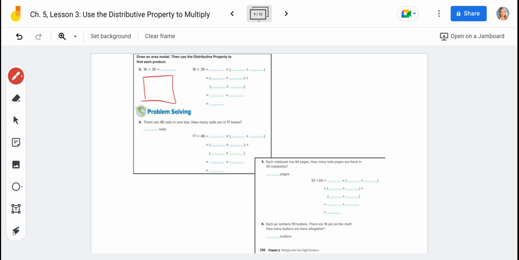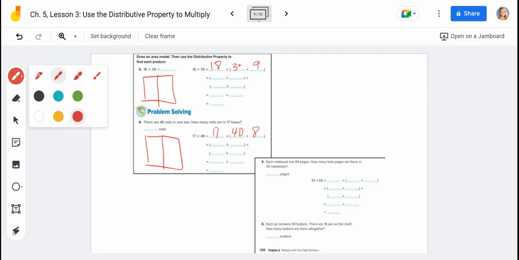Now, they didn't pick one to decompose for 3 and 4, so I'm going to tell you which ones to decompose for 3 and 4. So you might want to go ahead and write that down. We're going to keep 18 the same and decompose 30 and 9. We're going to keep 17 the same and decompose 48. And I want you to decompose the same numbers out here on your area model.